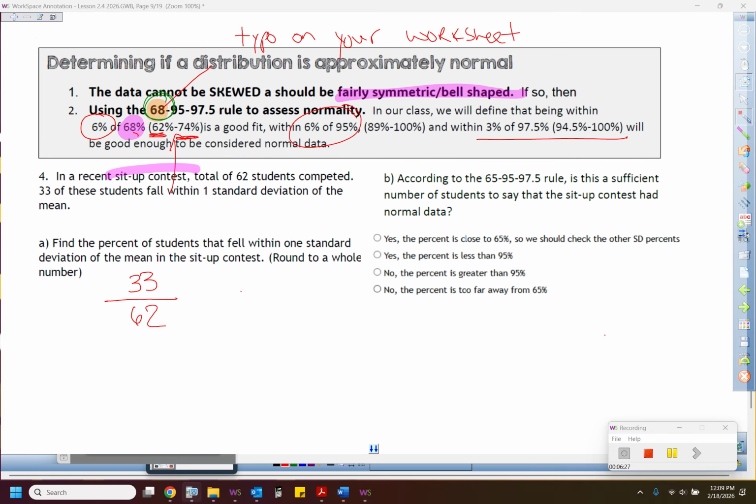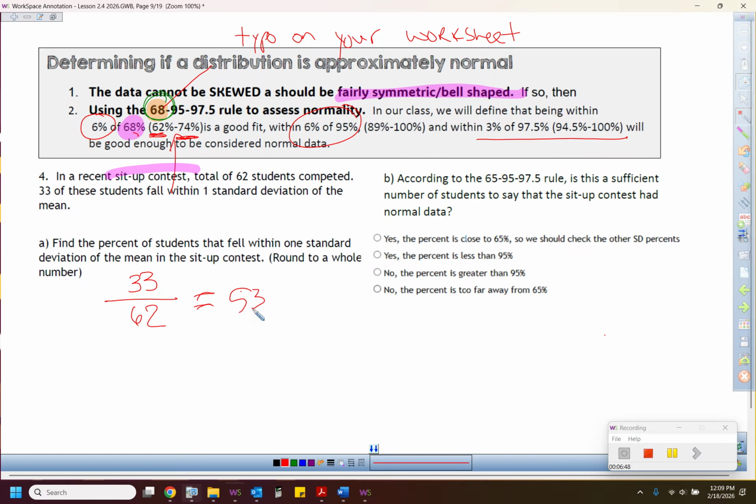So we're asking, is that enough? This is also a typo. That should say 68 instead of 65. I'm sorry I had all these typos that I didn't catch in time. But according to this empirical rule, which is also called the 68, 95, 99.7 rule, is this enough?